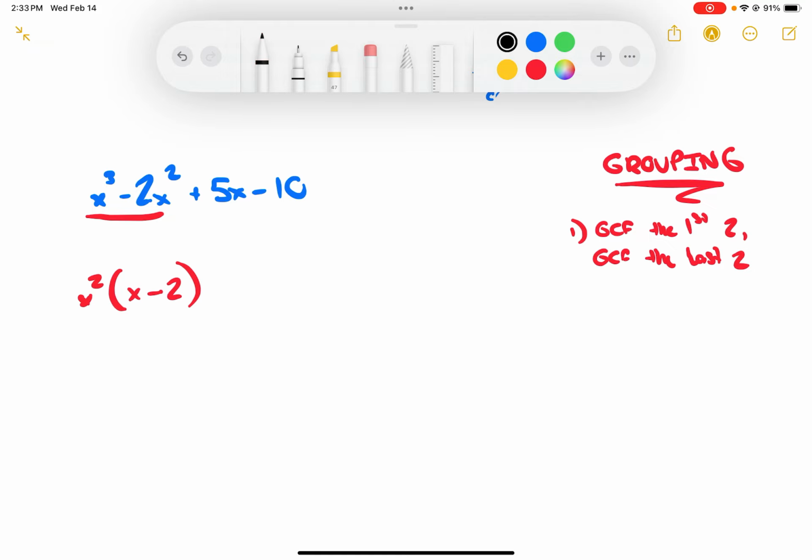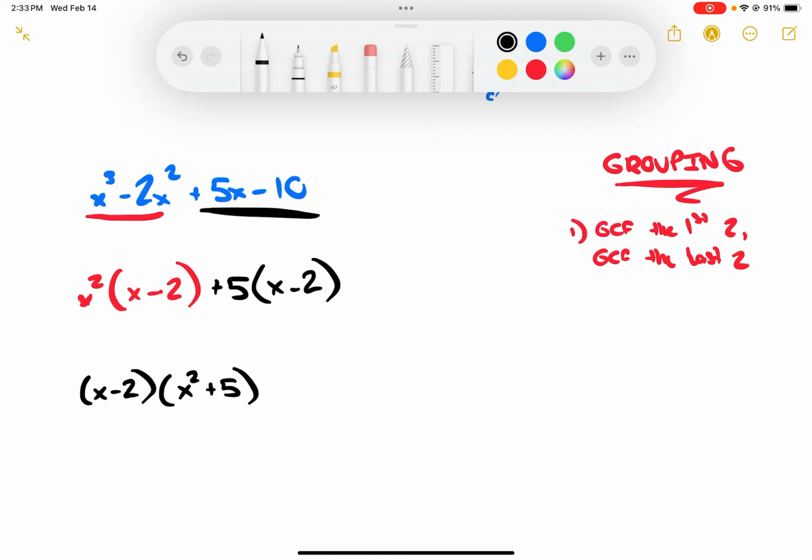Then I'll work on the second one, greatest common factor of 5x and negative 10. I can factor out a positive 5 from both. 5x divided by 5, those will cancel out, and I'm just left with x. Negative 10 divided by 5 is negative 2. And now, look at this. These match. So the stuff inside the parentheses gets its own parentheses, and the stuff outside the parentheses gets its own parentheses. And even here, you got to pay attention to things like this, right?